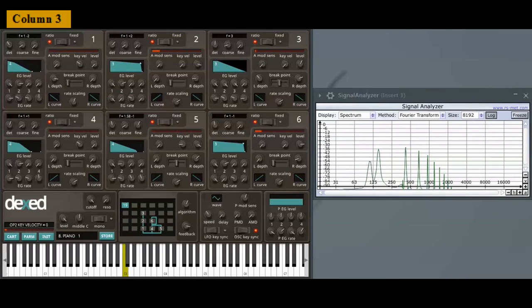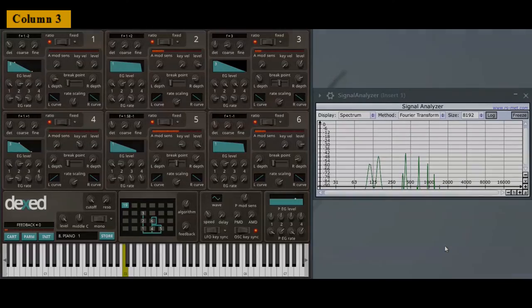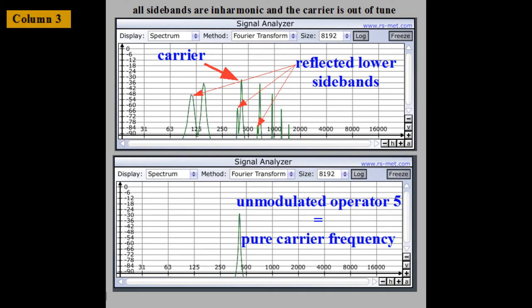The feedback loop of operator 6 adds some higher frequencies to the sound. I will remove them by turning the feedback down from 6 to 0. And here it is at last, the modulation of the hammer sound.